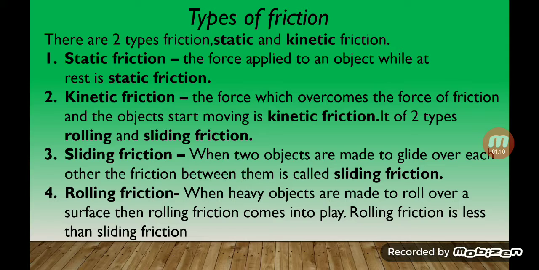Sliding friction: when two objects are made to glide over each other, the friction between them is called sliding friction. Rolling friction: when heavy objects are made to roll over a surface, then rolling friction comes into play. Rolling friction is less than sliding friction.